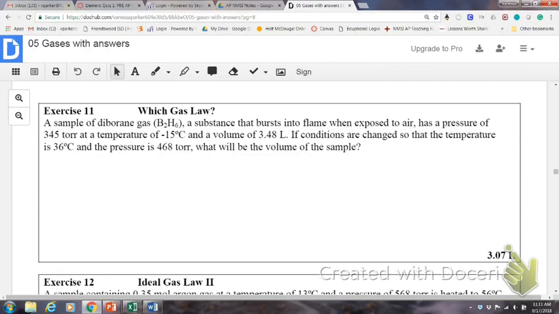Well, let's see. Is my pressure changing? Yes. So I know that I need to include some pressure in here, right? Is my temperature changing? Yes. So I need some temperature in here. Is my volume changing? Well, it wants to know what the new volume is, so I need to include volume. So what law would that be?